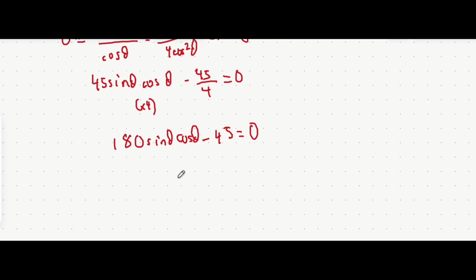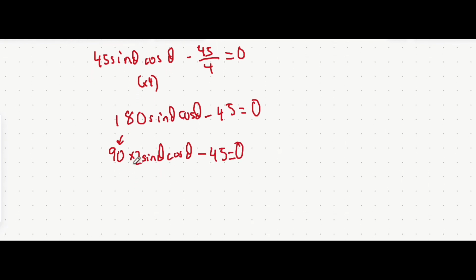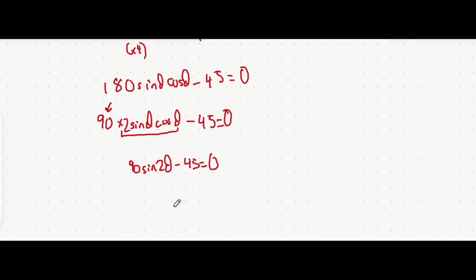equals 0. Now, you may have cleverly thought, oh, 2 sine theta cos theta, isn't that what double angle formulae are? And yeah, that's true. So you can separate this into 90 times 2 sine theta cos theta. If you'd like me to make a video about double angle formulae, just do let me know. And the reason I separated it like this is now we can replace this with sine 2 theta. And we can say 90 lots of sine 2 theta minus 45 is equal to 0.